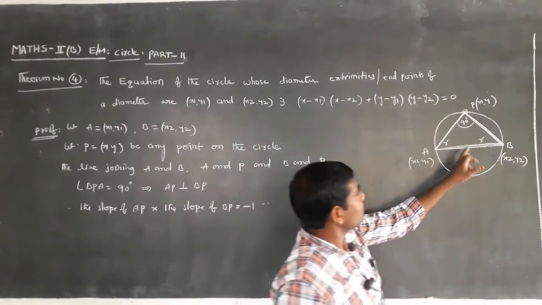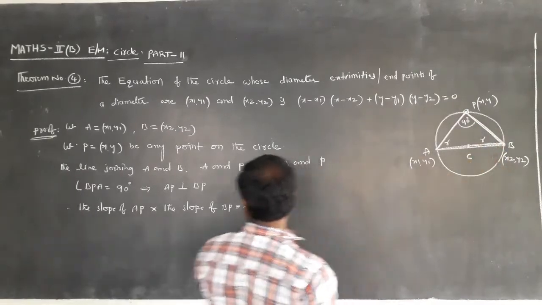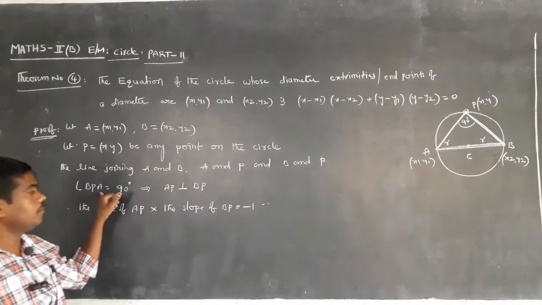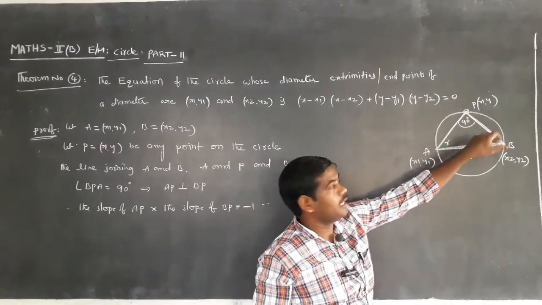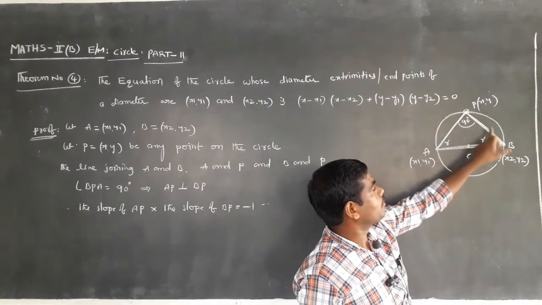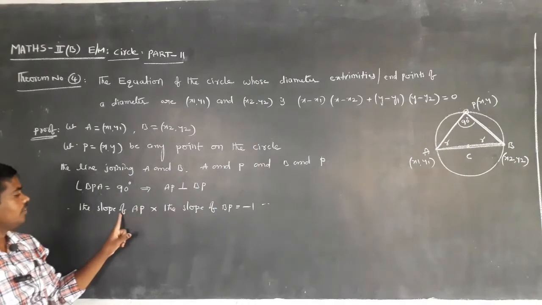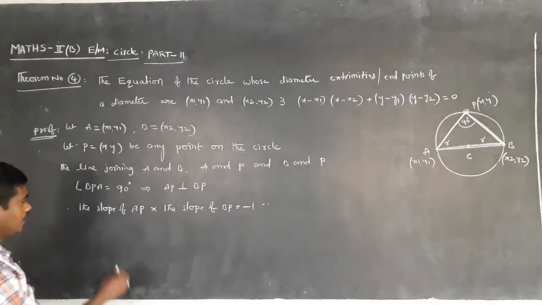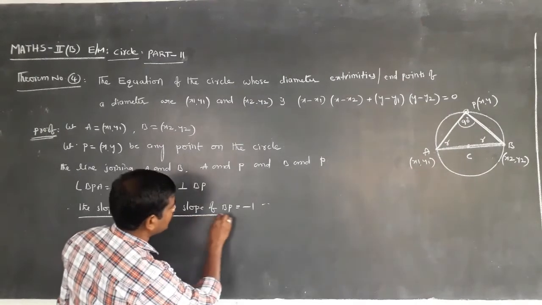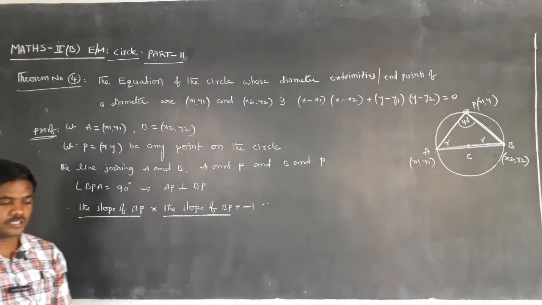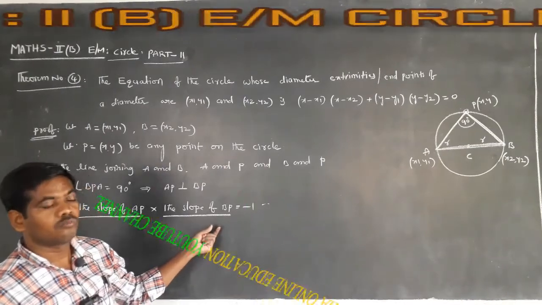Here angle BPA, or APB, is equal to 90 degrees, which means the two lines are perpendicular. AP is perpendicular to BP. If two lines are perpendicular, then the product of the slopes is equal to -1. The slope of AP into the slope of BP is equal to -1.